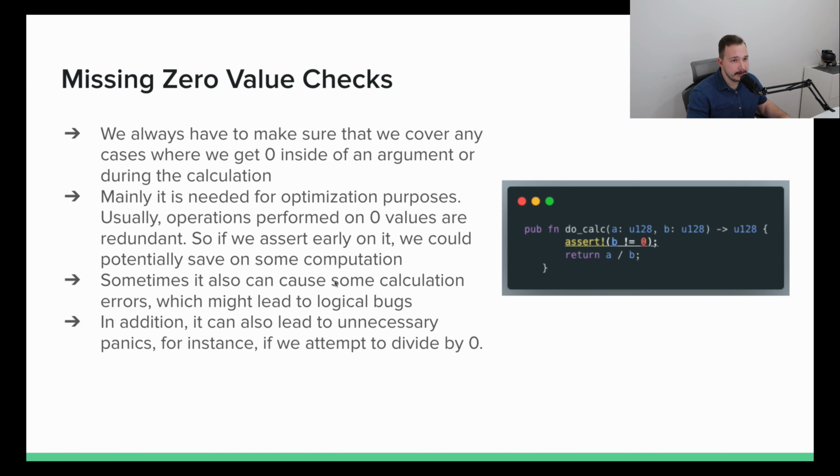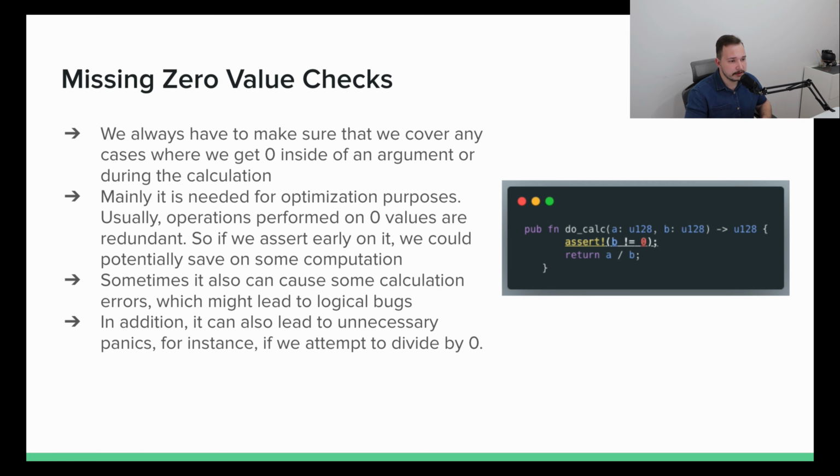The next thing is missing zero value checks. We always have to make sure that we cover any cases where we get zero inside of an argument or during a calculation, because if we, for instance, are doing division and we receive zero as a denominator, we might get a crash or panic. But mainly we want to assert that the value is not zero because we don't want to perform redundant operations, because usually operations performed on zero are redundant in the majority of cases.